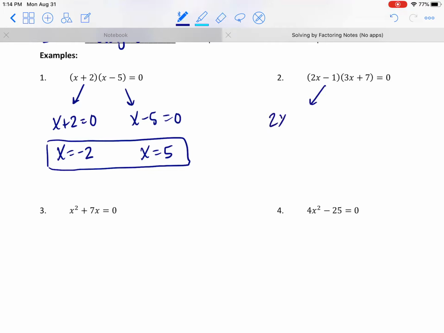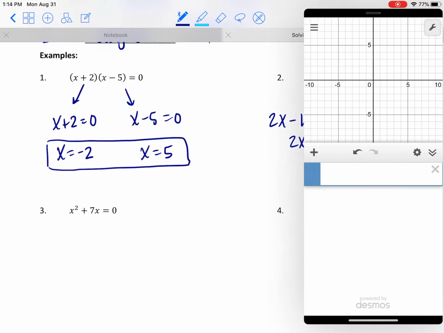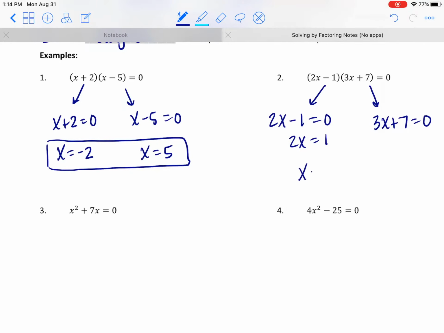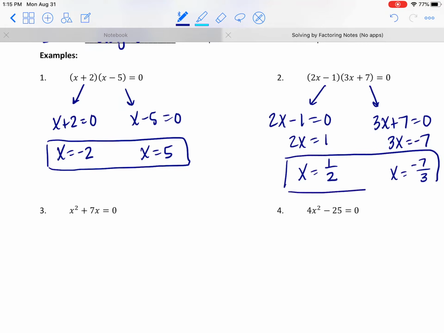What's going to make 2x minus 1 equal 0, and what's going to make 3x plus 7 equal 0? Well, here I would have to add the 1 over, so 2x would equal positive 1, and then I would have to divide by 2. So 1 divided by 2 makes 1/2 one of our answers. Over here I'd have to subtract the 7 first, so 3x would be equal to negative 7, and then divide both sides by 3. So negative 7 divided by 3 makes negative 7/3 our second solution. Okay, so maybe it's not as easy to see the answers there, but you've got the work. Although I would argue you really should be able to do that in your head too.